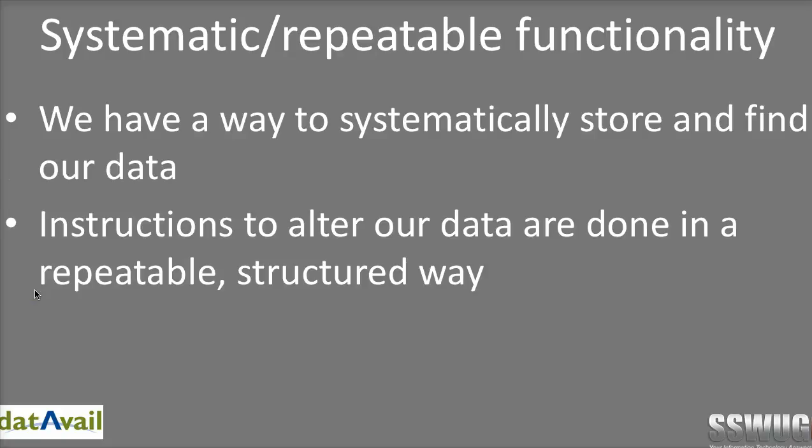The systematic and repeatable functionality that we want, we have a way to systematically store and find our data. We want to be able to send some instructions to alter our data, but we want it to be done in a structured and repeatable way. We don't want randomized things to happen to it. We want it to be predictable. We want to know what is happening to it. Of course, there are caveats when we're talking about random things, but those are a specific thing. We expect randomness to happen when we use a random call.